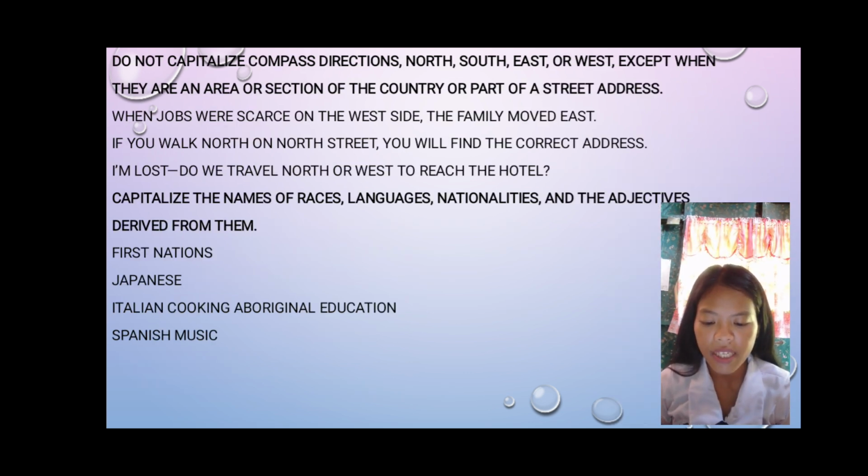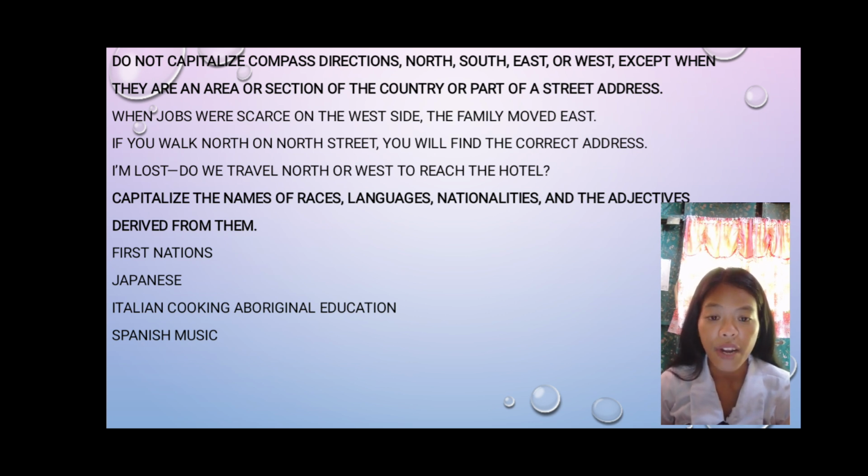Do not capitalize compass directions, north, south, east, or west, except when they are in an area or section of the country or part of a street address. When jobs were scarce on the west side, the family moved east. If you walk north on North Street, you will find the correct address. I'm lost. Do we travel north or west to reach the hotel?